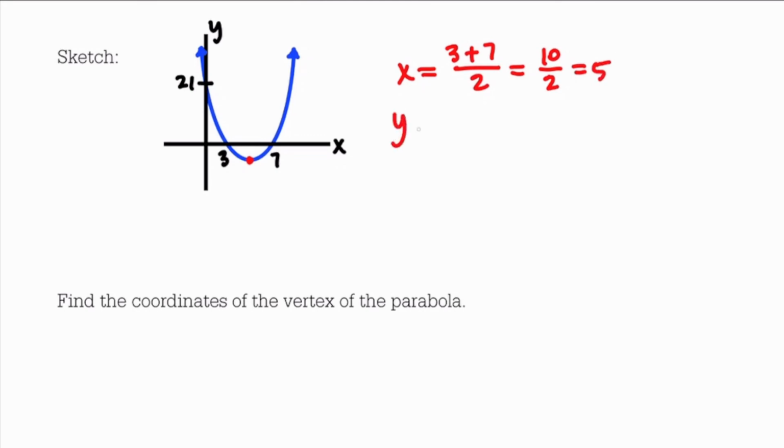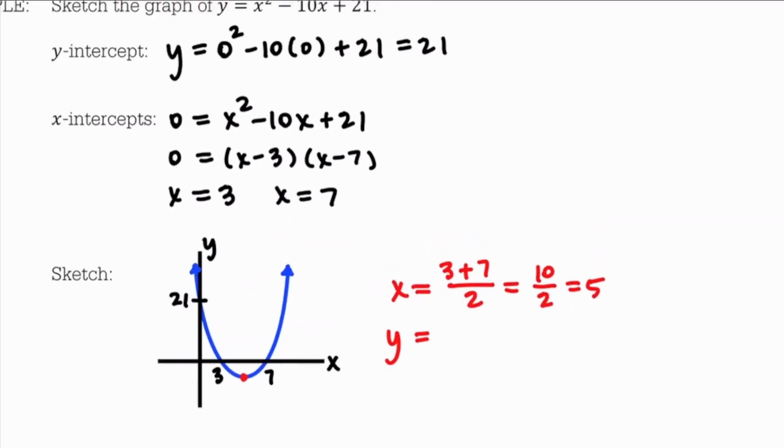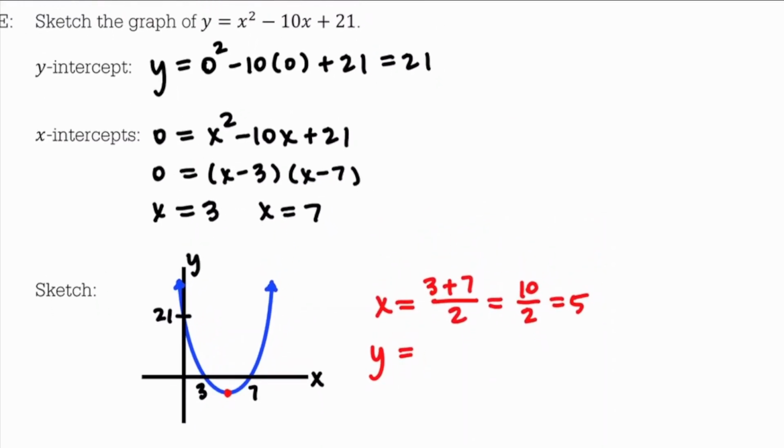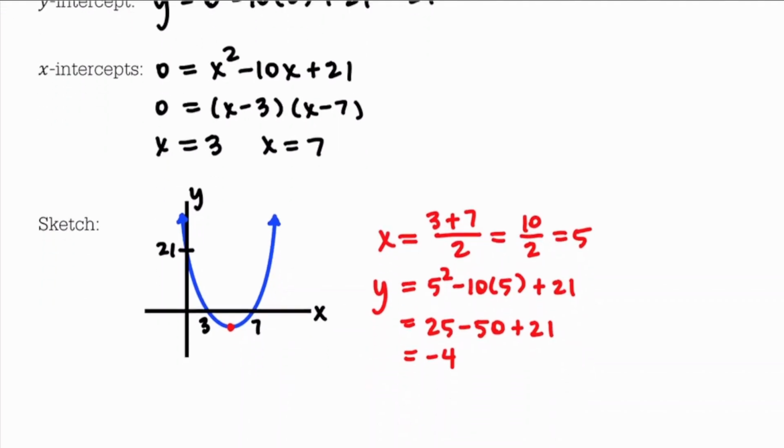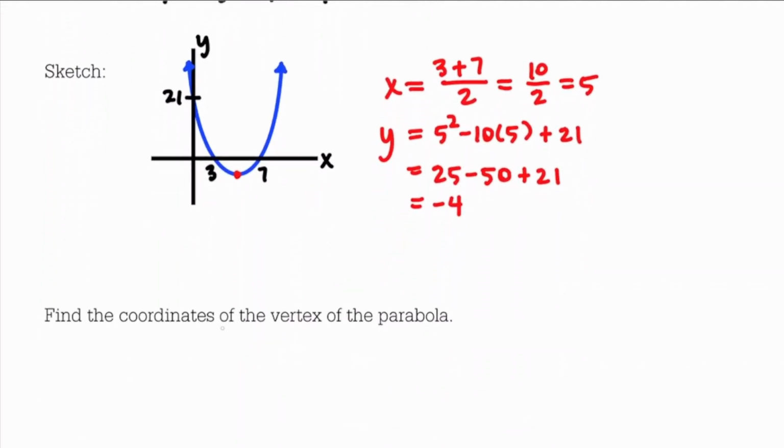And then y I could get by going back to the original statement of the equation. That's going to be 5 squared minus 10 times 5 plus 21. So that would be 25 minus 50 would be negative 25 plus 21. Feels like a negative 4 to me. And that's believable based on the sketch, right? It's down there below the x-axis where y would be negative. And so I'm saying that the coordinates of this vertex are going to be 5 and negative 4.